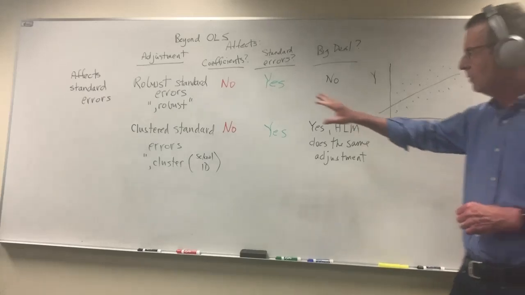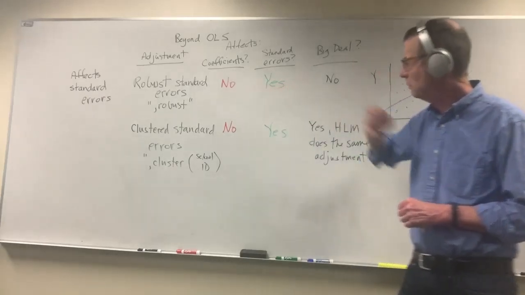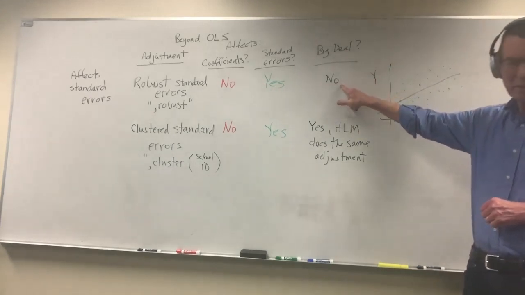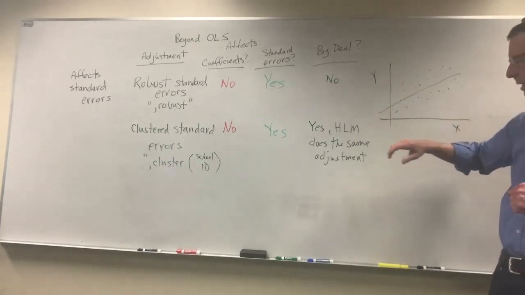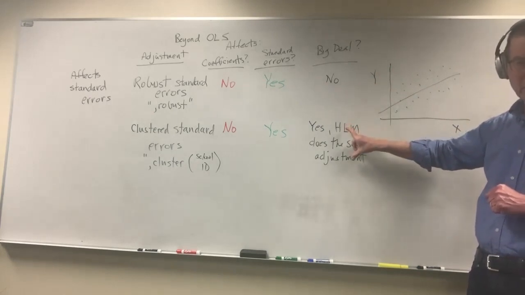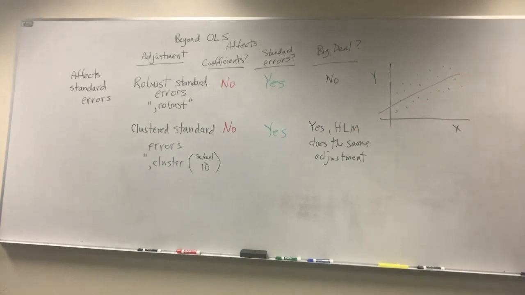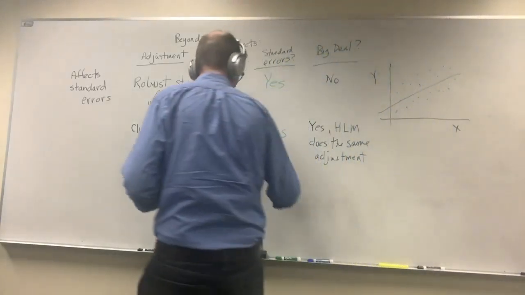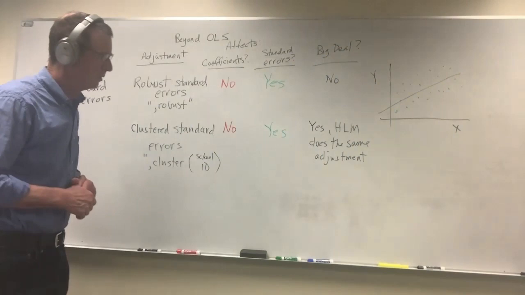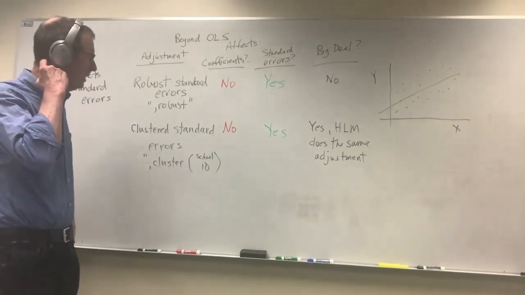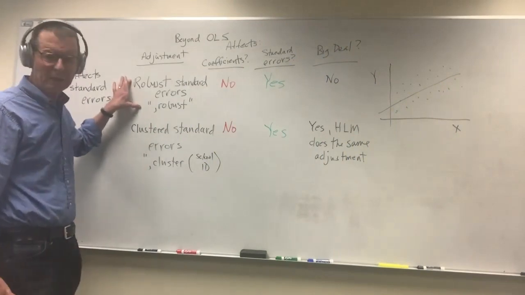In both cases, these don't affect coefficients, but they do affect standard errors. Big deal, robust standard errors, not so much. Clustered standard errors in certain circumstances can be very important. Indeed, the whole HLM program was invented to handle this problem, but Stata does it with a slightly different adjustment, but it amounts to the same thing actually. So let's talk first about robust standard errors.